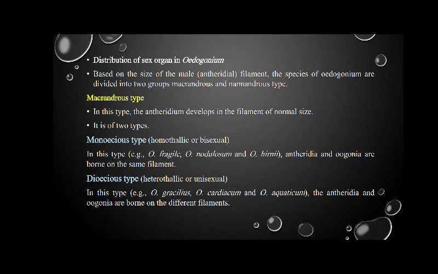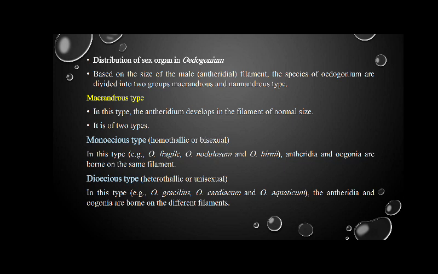First one, based on the size of the antheridial filament, the oogonia are of 2 types, Macrandrous type and Nannandrous type, which is very important. Usually questions will be asked from the Macrandrous and Nannandrous portion. First one is Macrandrous type.